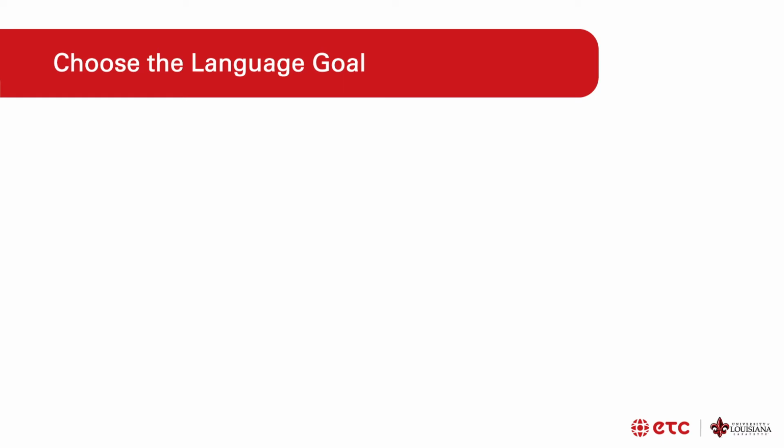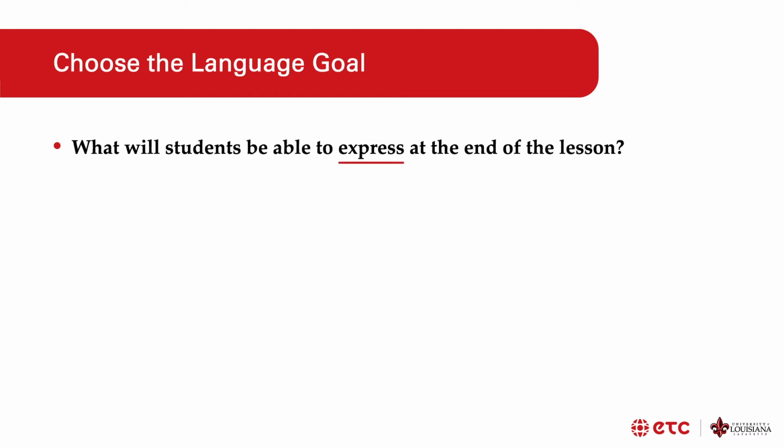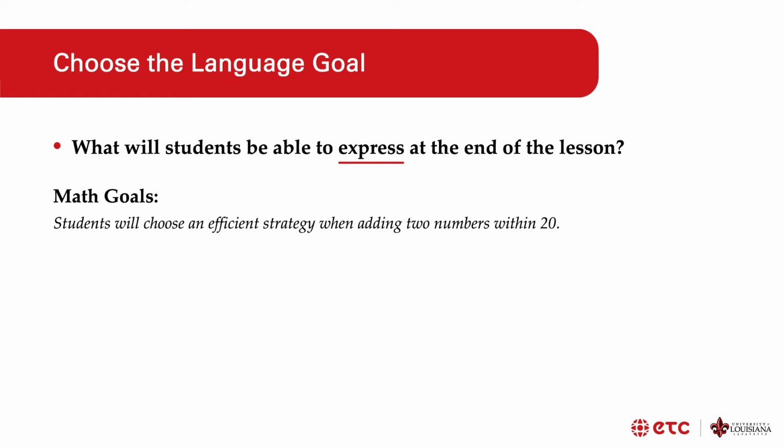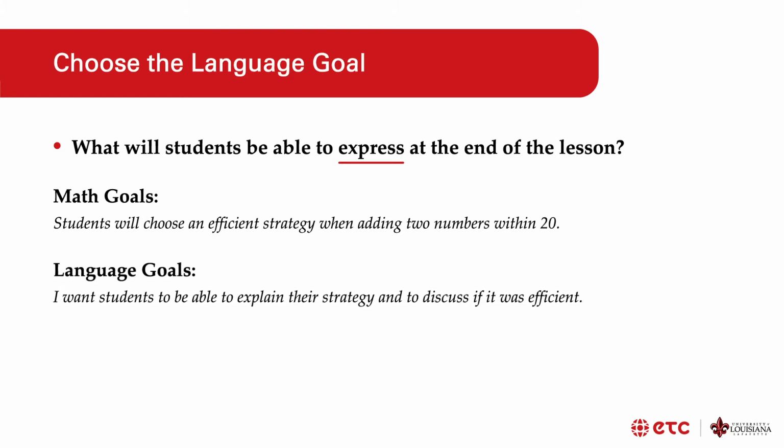Now that I've chosen my math goal for the lesson, I'm going to pick a language goal. When we think about a language goal, we want to ask ourselves, what will students be able to express at the end of the lesson? So if they're achieving the math goal, what kind of language would I expect to hear or see? So for my language goal, I wrote that I want students to be able to explain their strategy and discuss if it was efficient. You'll see that as we go through the next 2 steps, once we come back, we'll reconsider and revise our language goal.